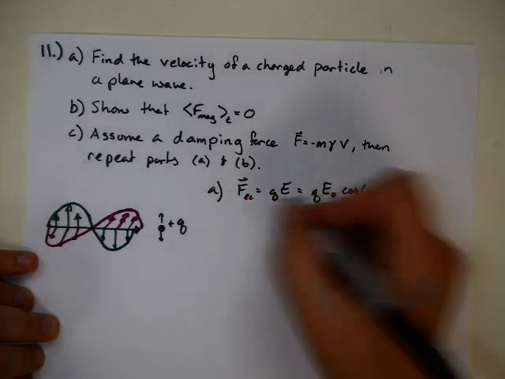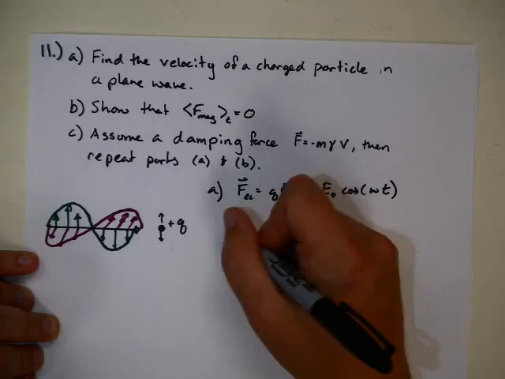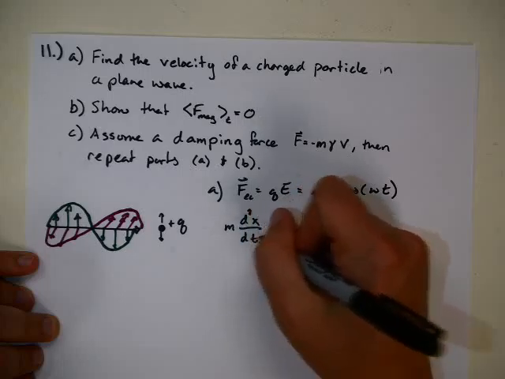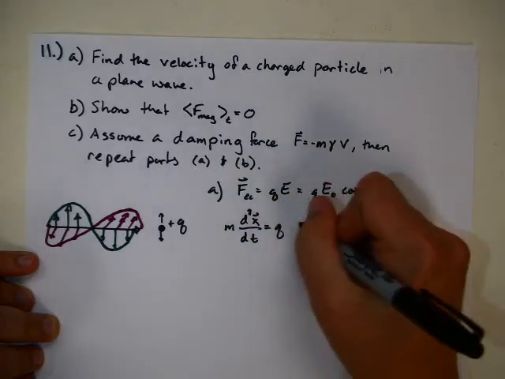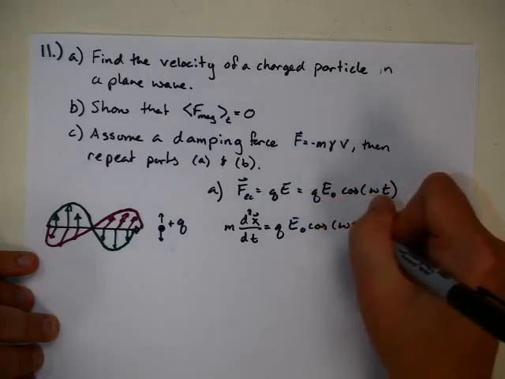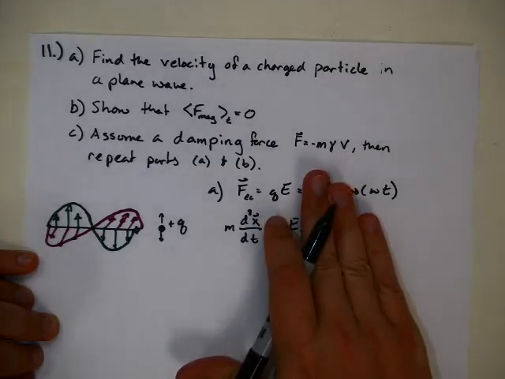Now, how do we do this? Well, we use Newton's second law, and we say that the mass of the particle times the second time derivative of its position is going to be equal to what we have here, Q E naught cosine of omega t. Now, in order to solve this type of problem, usually you break it up into a homogeneous part where you set that equal to 0.